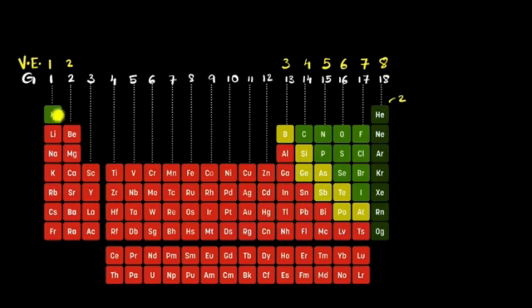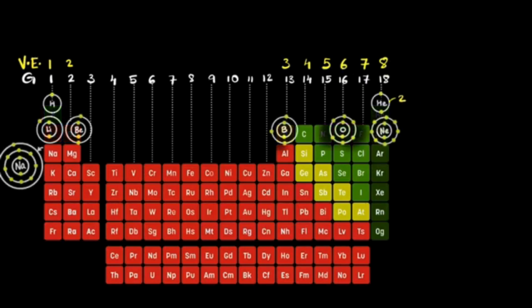shell, okay? And just to get a sneak peek of why this is the case, here are some structures of some of the elements. You can see hydrogen, 1 electron in its outermost shell. Lithium, 1 electron in its outermost shell. Sodium, which has a total of 11 electrons, but 1 electron in its outermost shell. Same thing will continue, okay?